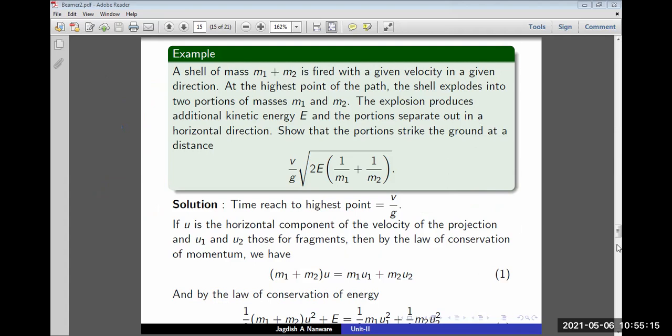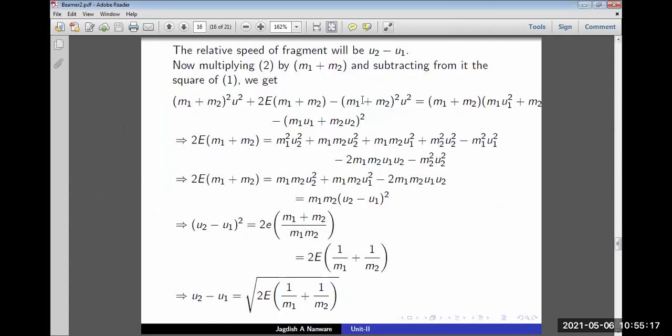What is the relative speed of the fragments? It is equal to the difference of the two velocities, so u2 minus u1, right? Now, multiplying equation 2 by m1 plus m2 and subtracting from it the square of equation 1, you will have this long expression, right? So multiply equation 2 by m1 plus m2.